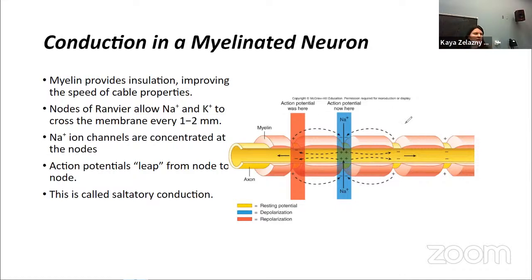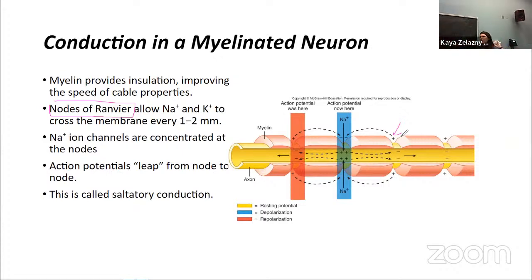Okay. So these gaps have a name. So the gaps between our patches of myelin are called nodes of Ranvier. So these are our nodes of Ranvier, these gaps we're looking at. Okay. So they happen about every 1 to 2 millimeters down a myelinated neuron. We're going to see myelinated neurons are going to be some of our longer neurons, right? This is speeding up conduction here, okay?